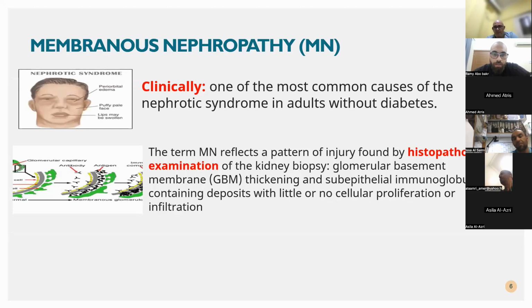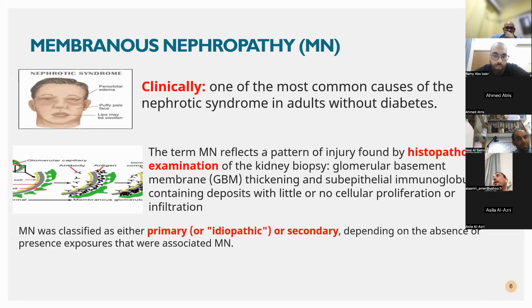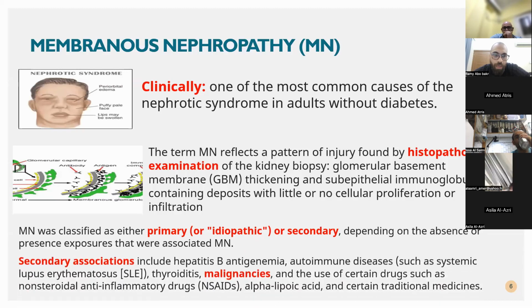And it's the term of membranous nephropathy. It's just a description of a histopathological finding. It's called membranous because in the histopathology you will find thickening of the glomerular basement membrane, and there are subepithelial immunoglobulin deposits without any cellular proliferation or infiltration. Membranous nephropathy can be primary or secondary, related to the underlying process. And we have secondary causes of membranous nephropathy. It's related to hepatitis B, autoimmune disease like lupus, malignancy, and some drugs like non-steroidal anti-inflammatories.